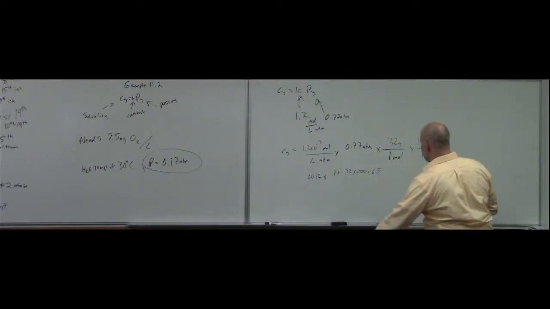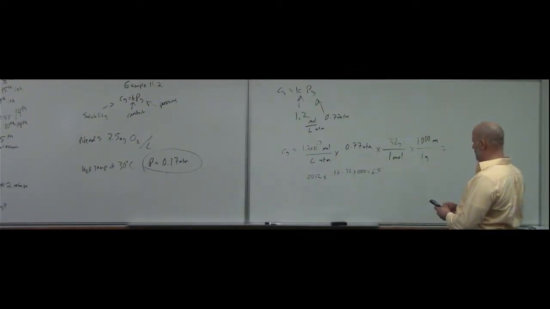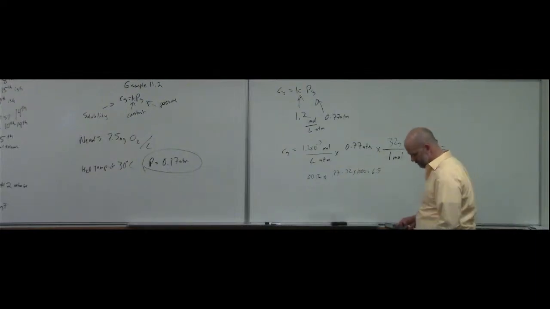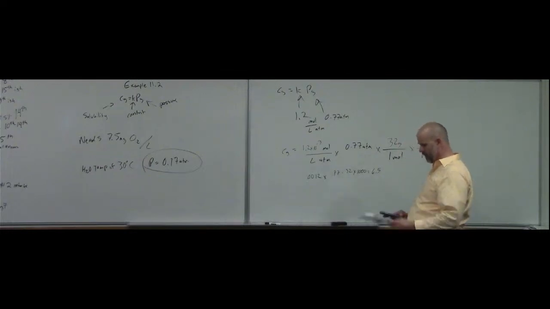I'm still getting the same. Really? Yeah. 0.0012 times 0.77 times 32 times 1,000. And that did not come out right. Well, now I know I'm doing it right. I did this problem earlier. I have the same answer they have.